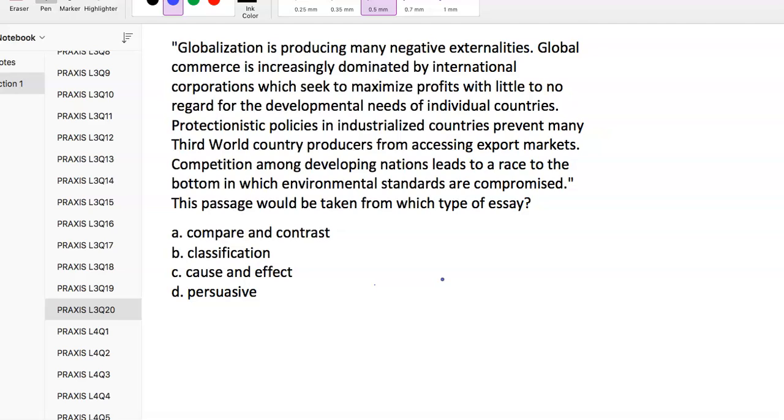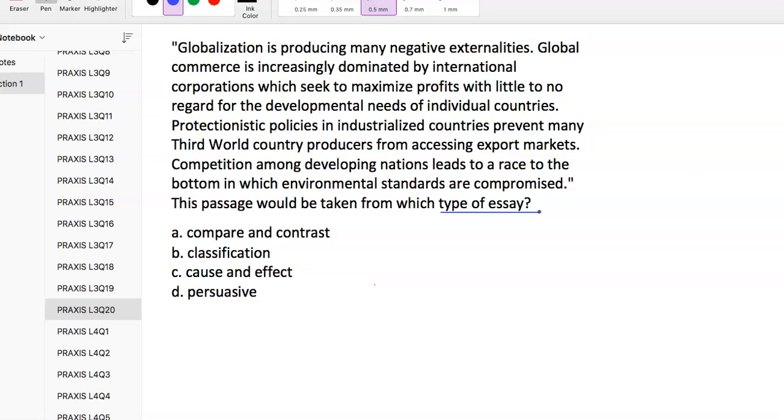Okay, and so with this last question, so again, anytime we see a paragraph, we're looking for what are they asking us, right? So this down here at the bottom says this passage would be taken from what type of essay? So they're asking us for a type of essay. Like, are we comparing and contrasting? So kind of like equal weighting of two different things. Is it just classification? Is it cause and effect? Or is it persuasive? Okay, so let's go ahead and look at this.